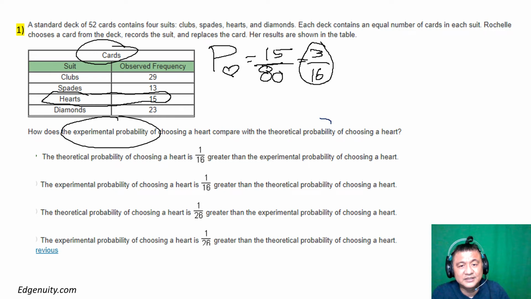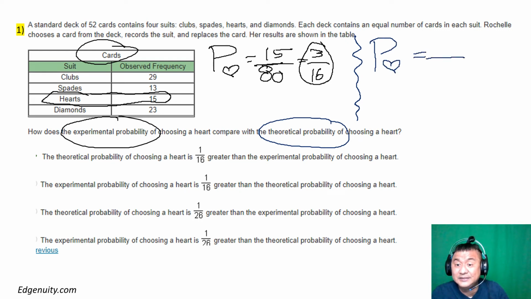Now let's look at the theoretical. Remember, the theoretical is different. The probability of getting a heart in an ideal deck, remember there are 52 cards. The A, 2, 3, 4, 5, 6, 7, 8, 9, 10, plus the Jack, Queen, King, there are 13 hearts. So guess what? You can simplify that as 1/4. But we want to know the difference between the two.